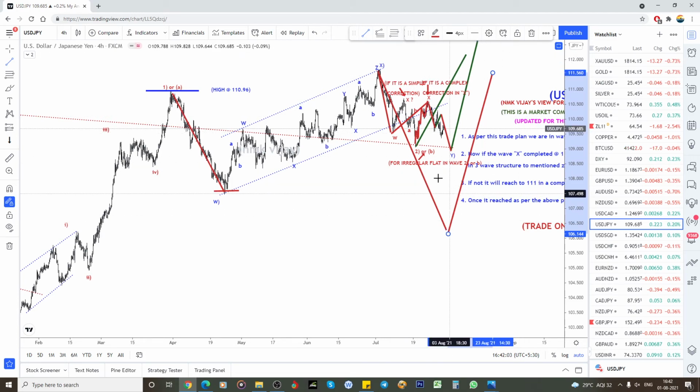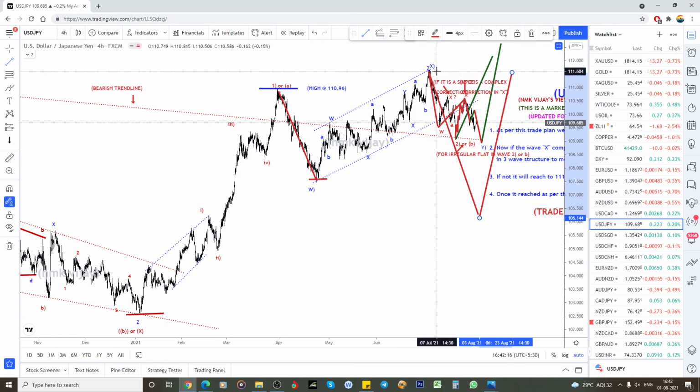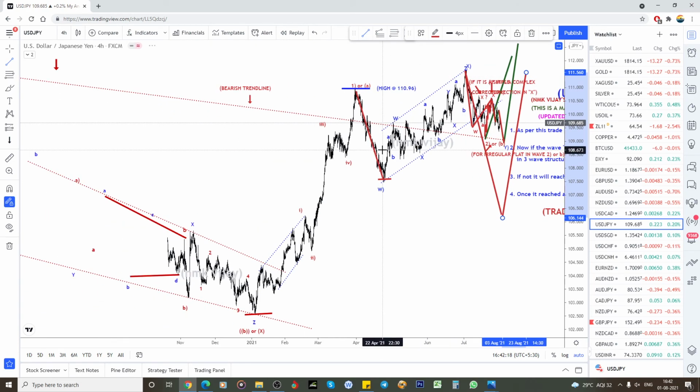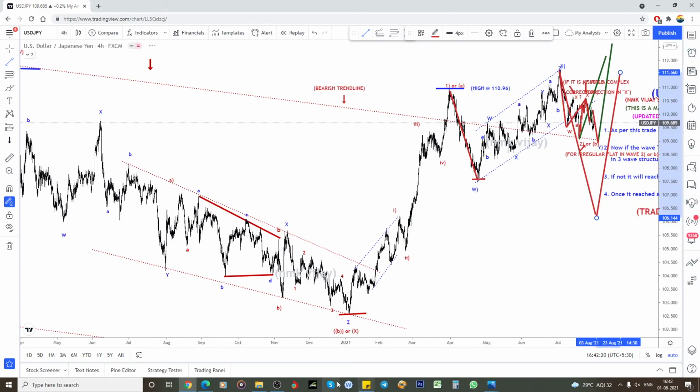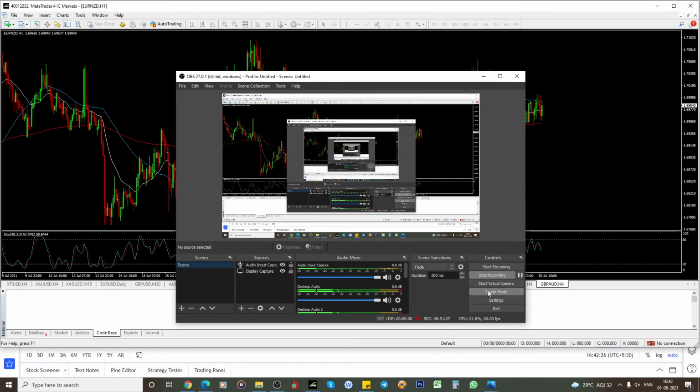Once the correction is completed, we need to be on the buy side. So once this correction is completed, I will be on the buy side. Later on, I will keep adding positions only if it breaks the high. So this is my analysis. I hope you enjoyed this top to bottom analysis.